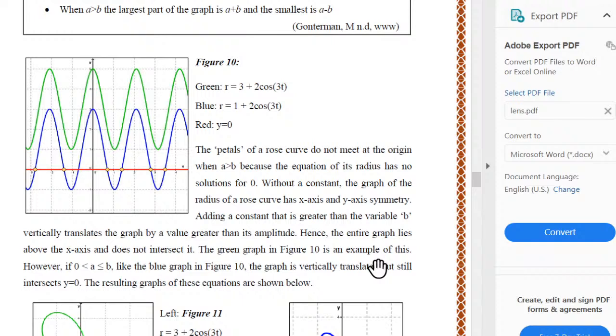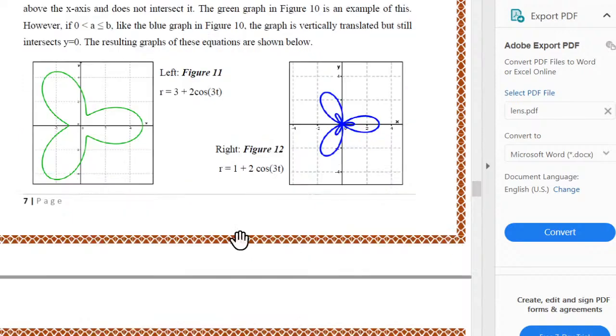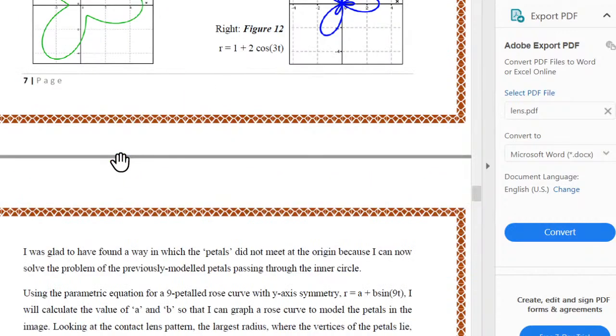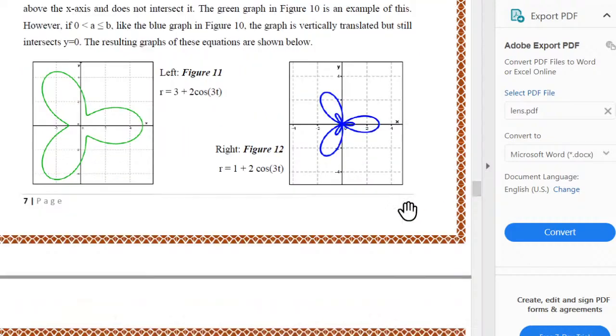The green graph is an example, like the blue graph in figure 10. This graph is still zero. So it's better than what I thought. It actually gets the petal shape that they're looking for. So this is what they're looking for. This is probably not what they're looking for. We're getting very close. We're not getting very close yet, but we're more than halfway there.